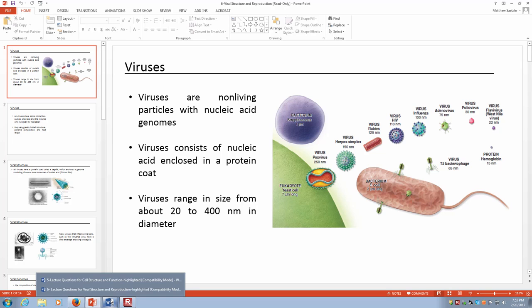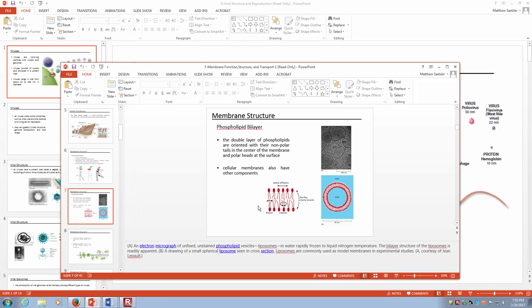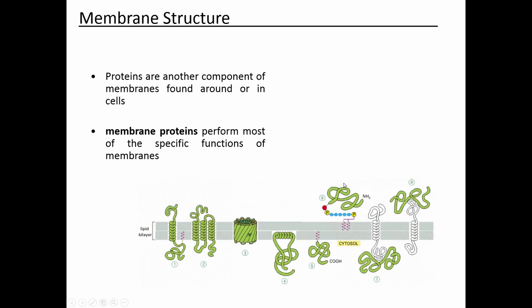Okay. So the next thing that we're going to talk about, we're still kind of talking about components and structure of a cellular membrane. I already mentioned that proteins are another major component of cell membranes. And the second bullet point is something I mentioned to you, that membrane proteins perform most of the specific functions of a membrane.